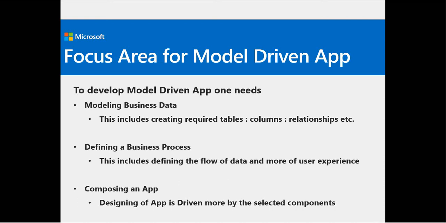Then, as per the business requirement, we need to design the business process, like in our sales module, wherein we create a lead, and that lead is converted to a contact, account or opportunity. That is a small example of a business process. And the third and most important part is composing an app, or designing your model driven app by using the components needed for your business implementation. The same components we would be covering in our next sessions, like how to design an app.